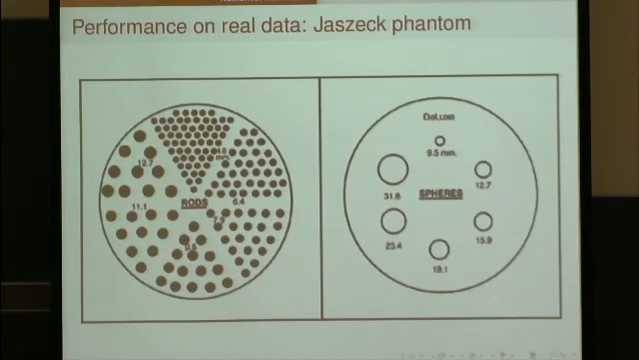where the first row of examples I show you are measurements for the coarse section of this phantom. And the second example that I show you also includes a finer section of this Jaszczak phantom. But first, just the coarse section.